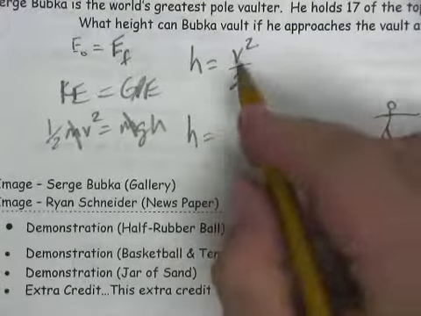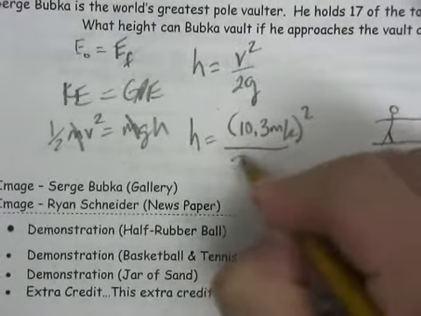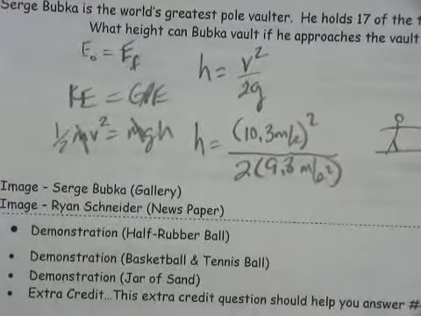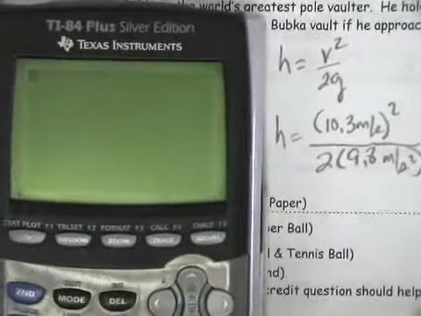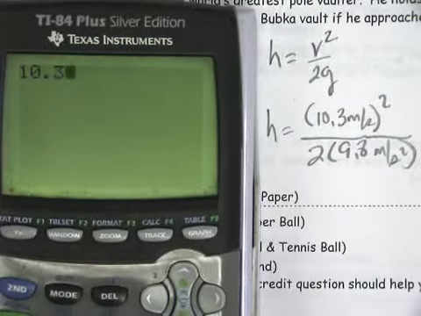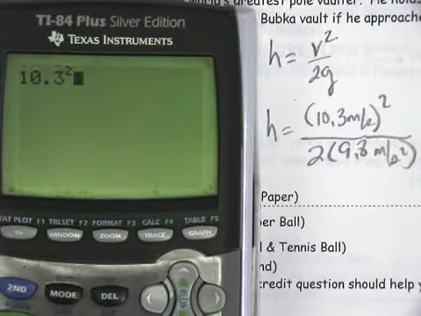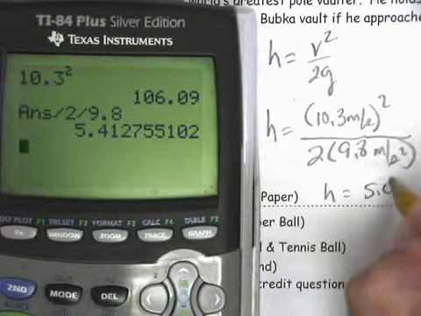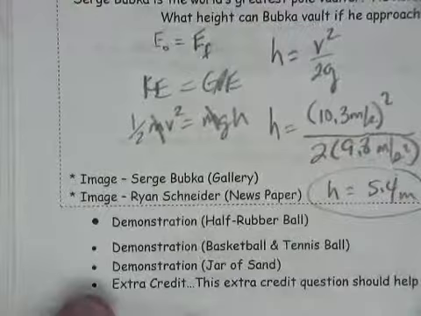Then h is equal to v squared, which is 10.3 squared, over 2 times 9.8 meters per second squared. Let's see what we got here. So 10.3 squared, divided by 2, and then divided by 9.8. So h is equal to 5.4 meters. So that's how high he could jump if he was coming at 10.3.